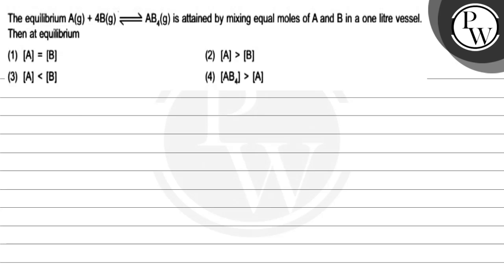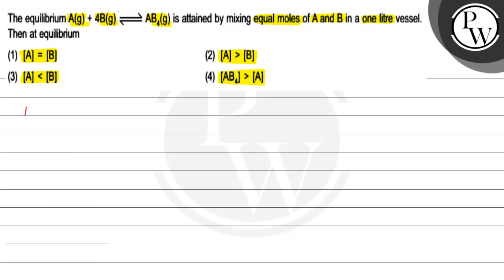The question says the equilibrium A gas plus 4B gas gives AB4 gas is attained by mixing equal moles of A and B in a 1 liter vessel. Then at equilibrium, option 1, concentration of A is equal to concentration of B. Option 2, concentration of A is more than concentration of B. Option 3, concentration of A is less than concentration of B. Option 4, concentration of AB4 is more than concentration of A.